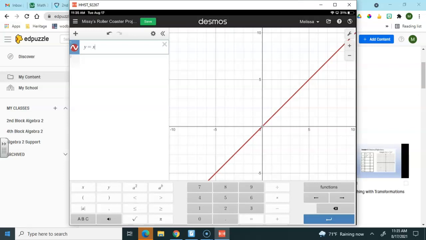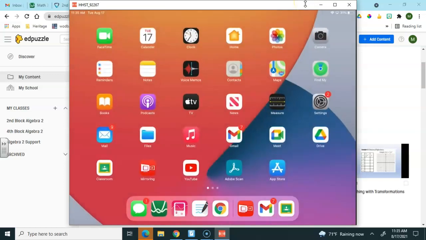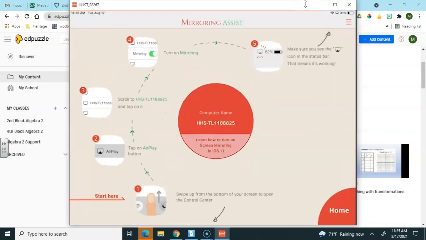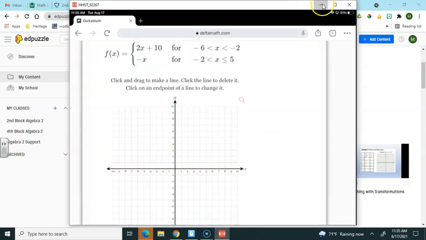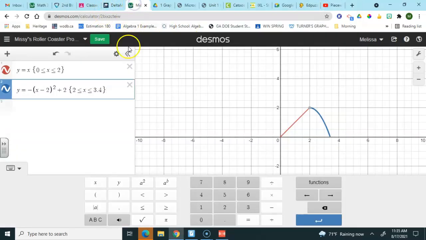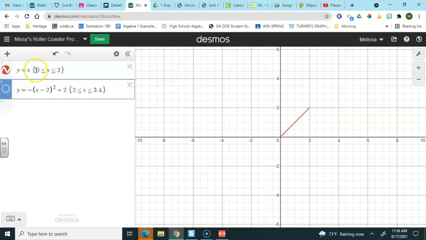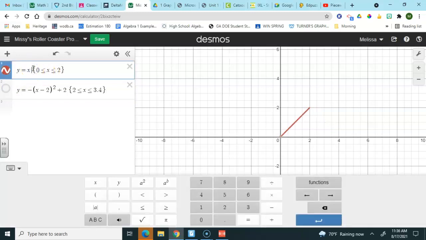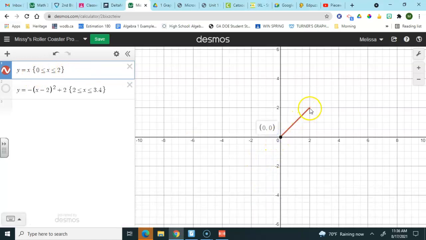Computer. So let me do it on Desmos on my computer instead of this. So let me show you Desmos on my computer. Okay, so we'll cut this off. So y equals x, and then you're going to put the brackets from there, 0 to 2. So from 0 to 2 is my first function, and that's 1. Okay, then this is going to be my second function, and it's going to go from 2 to 3.4.